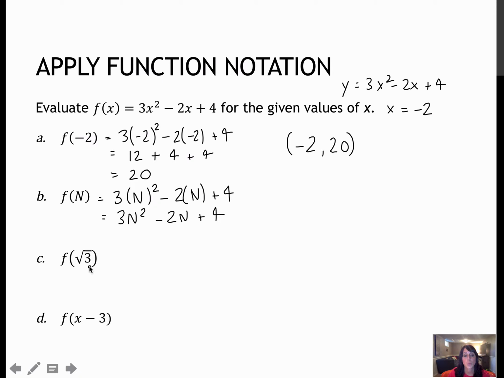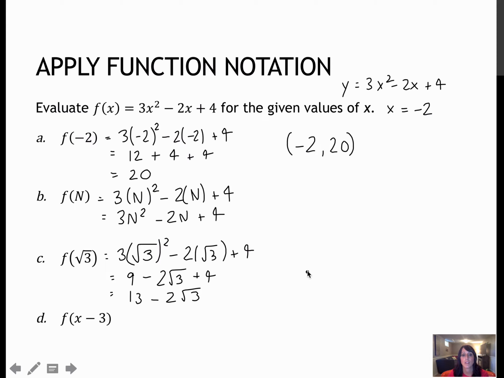F of the square root of 3, or f of radical 3, means I'm plugging in radical 3 in parentheses anytime I see an x. Then I'll simplify. Radical 3 squared is 3. 3 times 3 is 9. 2 times radical 3, I can't do anything about that because I don't want to turn that into a decimal. And then I have plus 4. I've got two real numbers, 9 and 4, which I can add together to get 13. And then just keep the other one there. So 13 plus 2 radical 3. Sorry, 13 minus 2 radical 3.